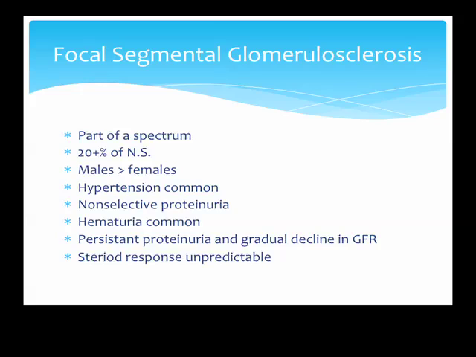This disease process characteristically presents with hypertension, some degree of hematuria, and a different type of proteinuria where albumin along with much larger molecular weight proteins are lost in the urine.